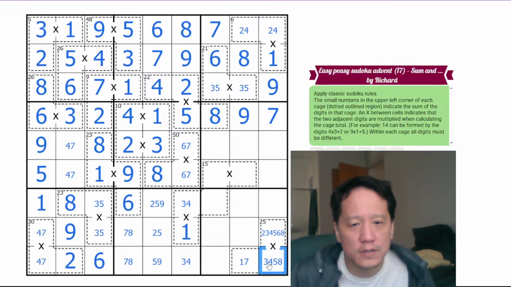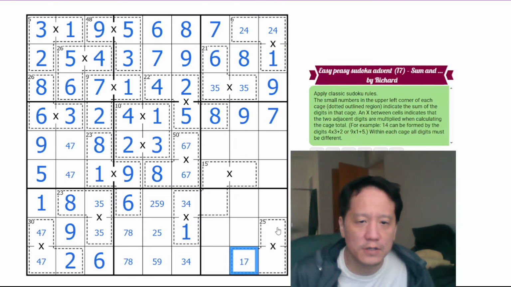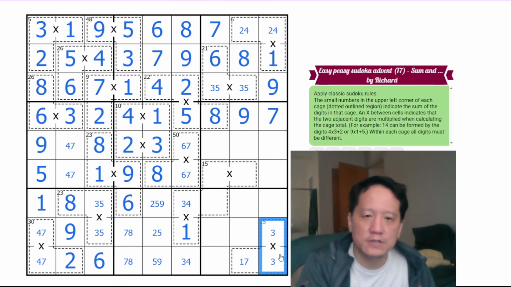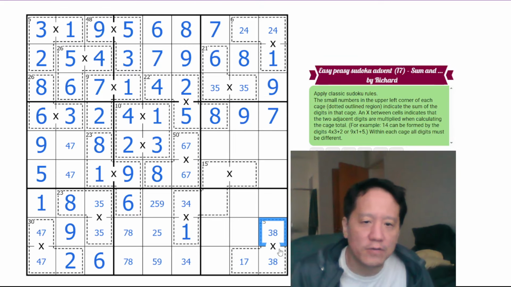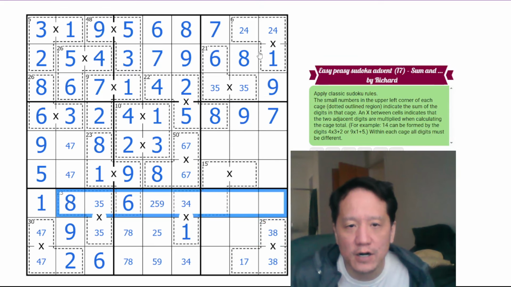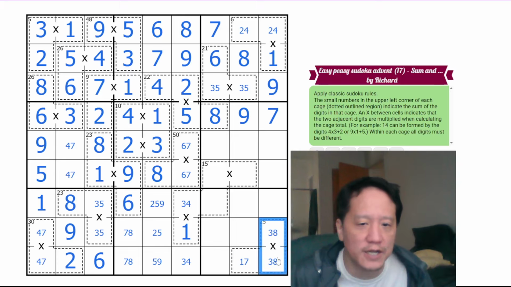is 18, which could be 3 and 6. Okay, so what are the possibilities? This is 1, that's 24, so it could be 3 and 8. Or it could be... oh. Well, where is 8 in column 9? 8 can't be here because of 8's in the boxes. 8 can't be here because of 8 in the row, so you're guaranteed an 8 here.